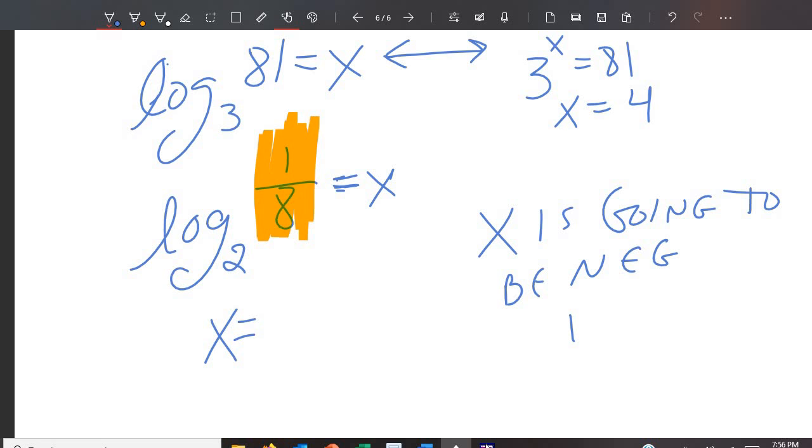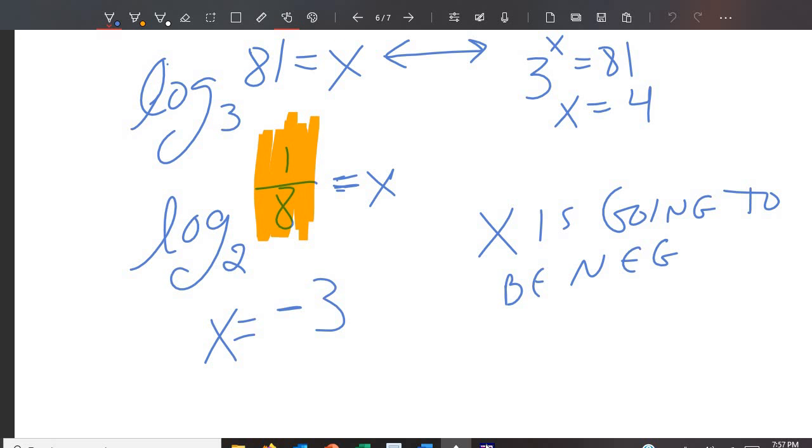Well, let me just ask you this. What exponent would I have to use so that I get 8 whenever I raise 2 to that power? So 2 to what power equals 8? Well, the answer is 3. But since the 8's in the denominator, it's going to be a negative 3. If the exponent turns out to be in the denominator, it's a negative exponent.